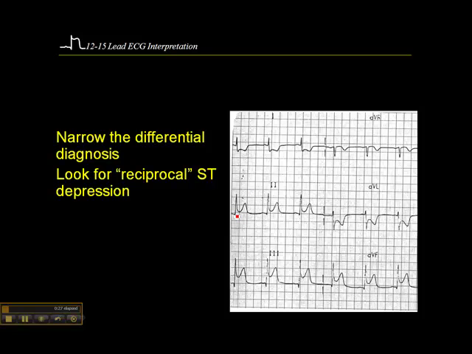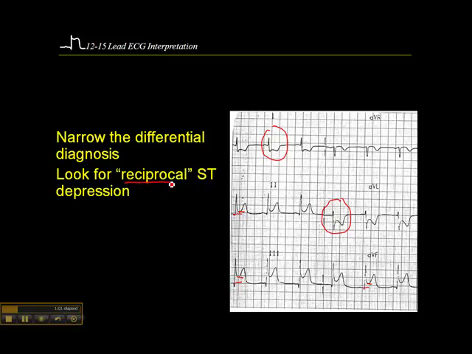So here, for example, in leads 2, 3, and AVF, we have ST elevation. So we have baseline, J point, baseline, J point. And in AVF, we have baseline and J point here again. And we see ST depression in AVL and in 1. What this means is that these leads here, 1 and AVL, are looking at the same myocardial infarct, but from a different angle. And consequently, it shows up as ST depression. So they call that reciprocal changes.